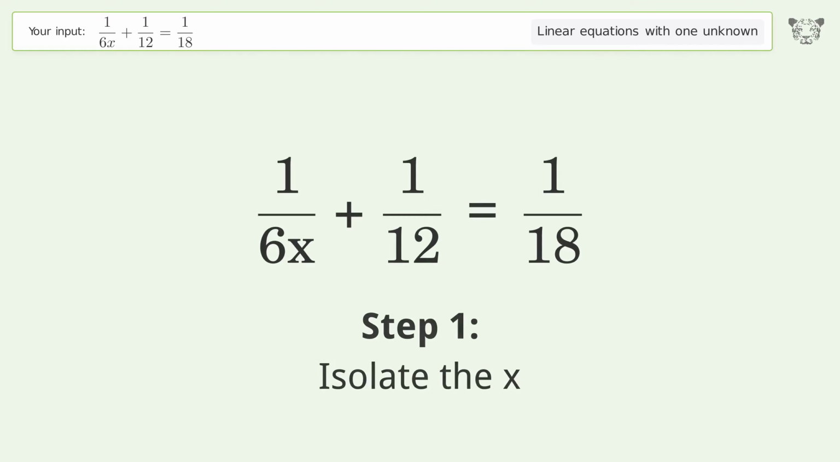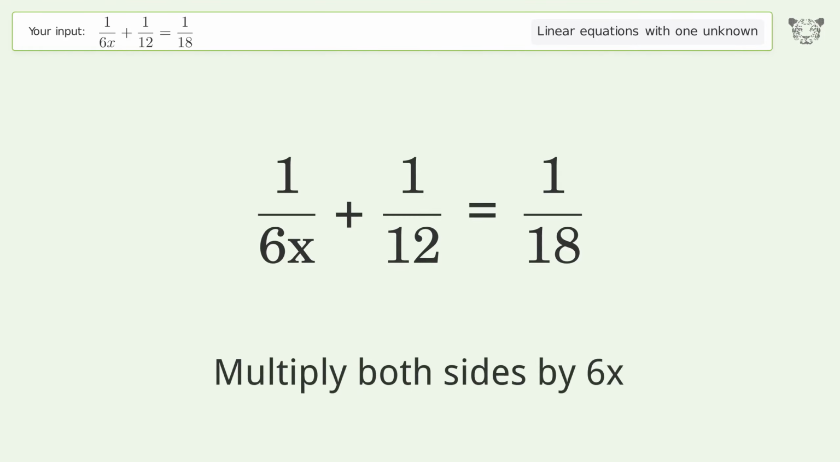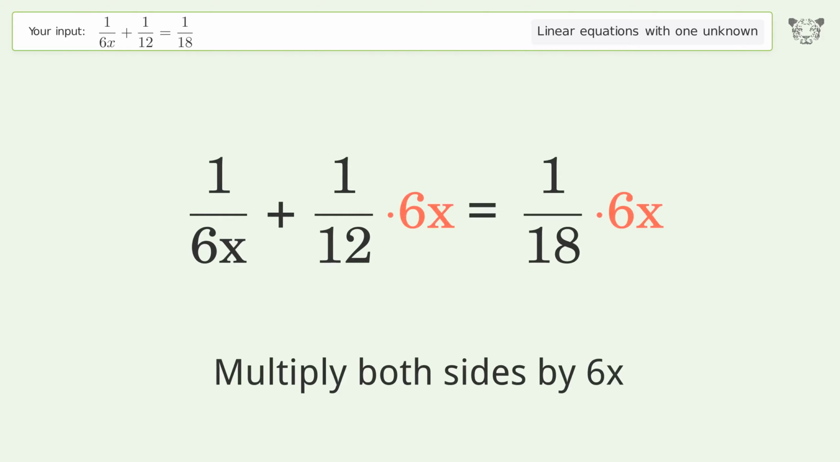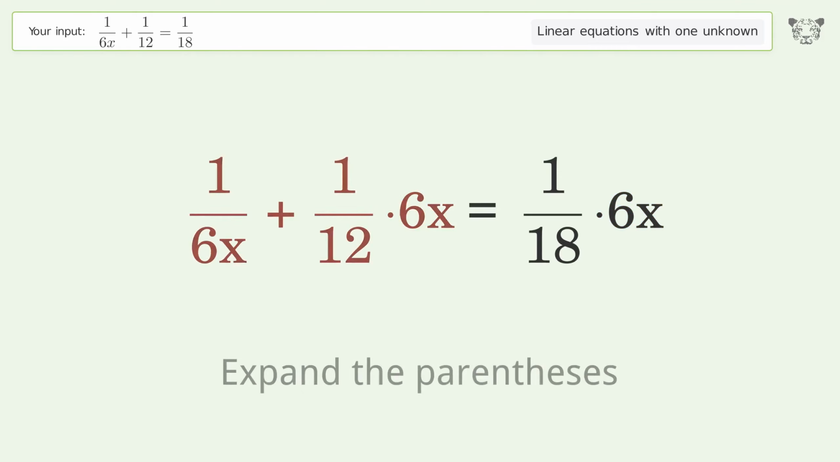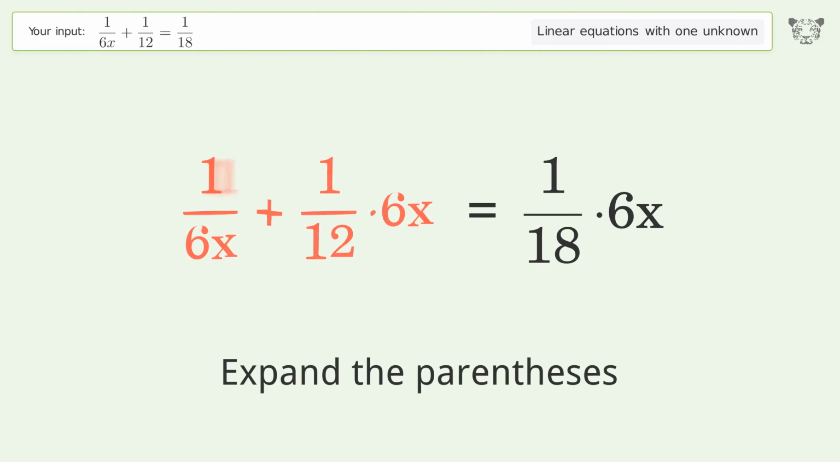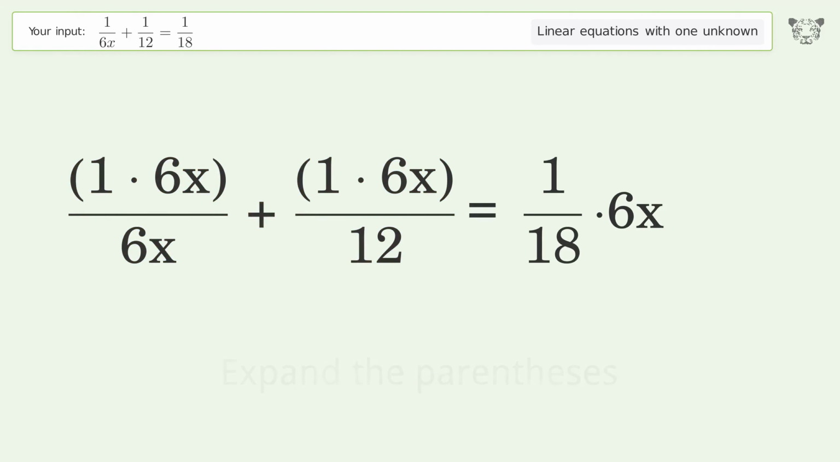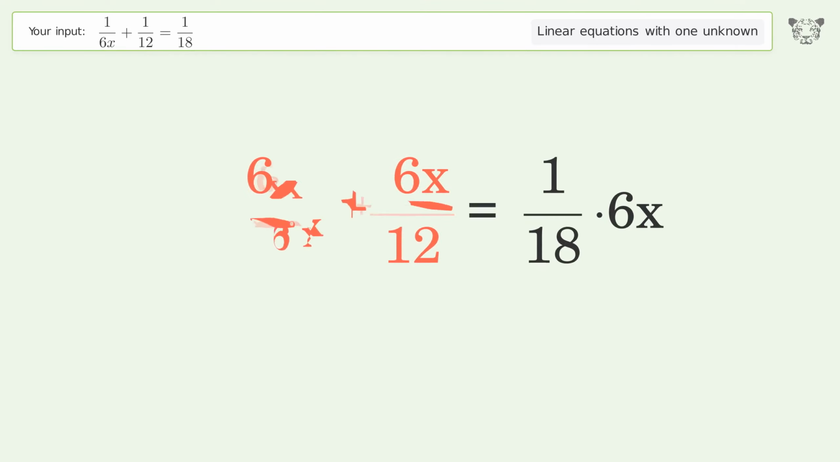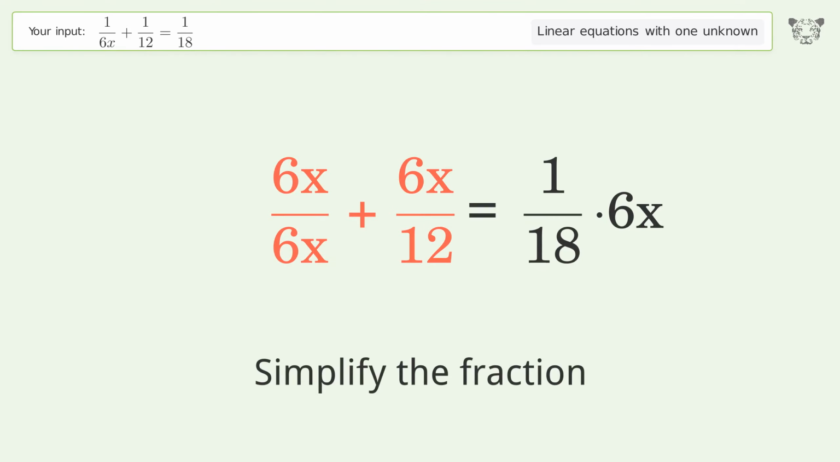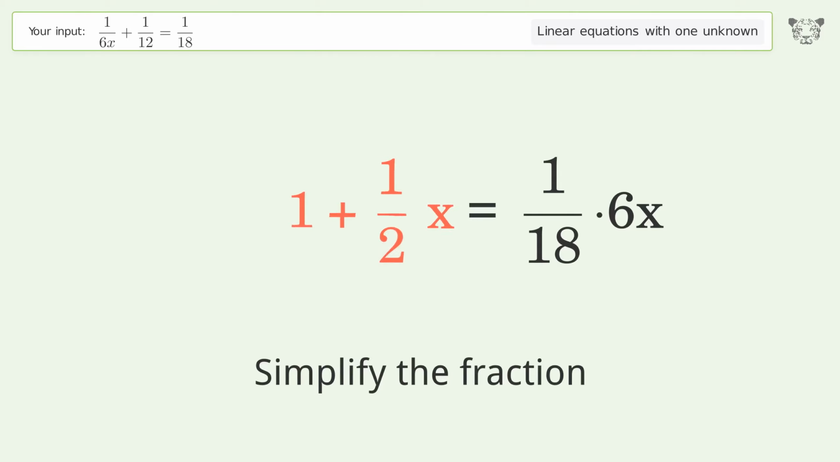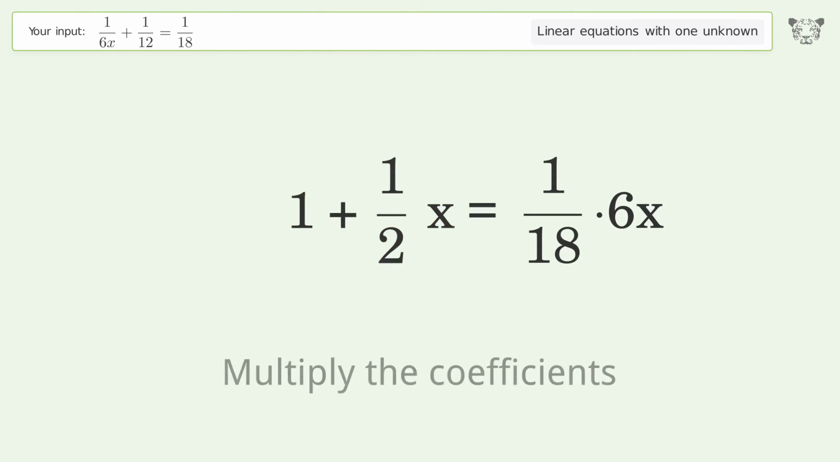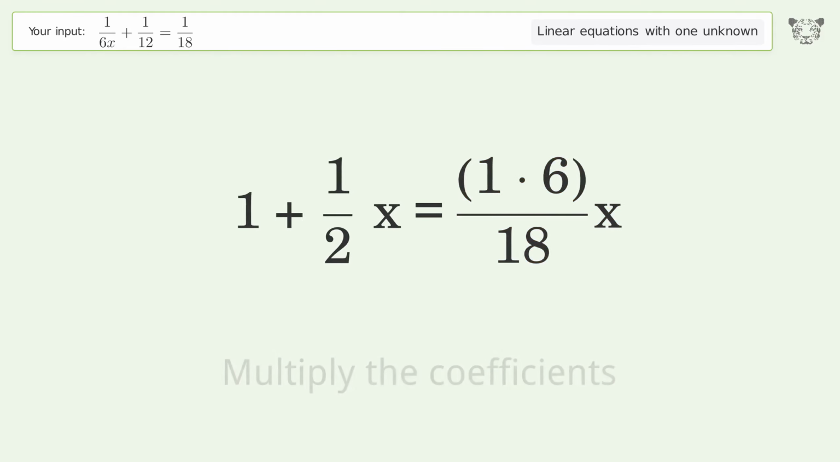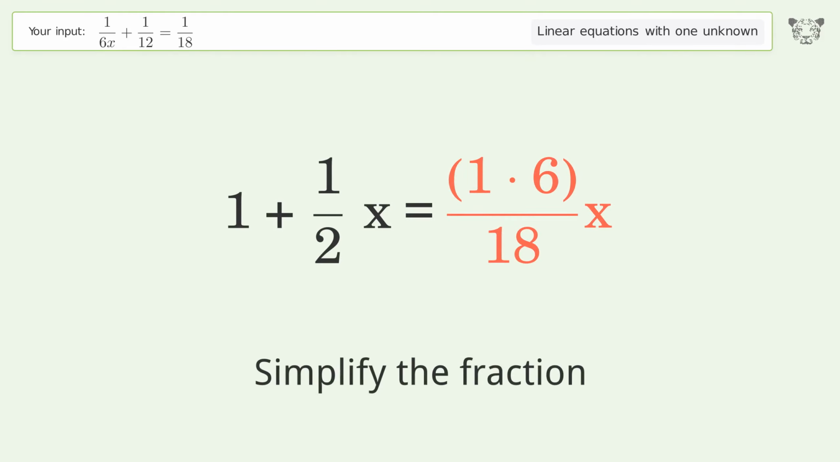Isolate the x. Multiply both sides by 6x. Expand the parentheses. Multiply the coefficients. Simplify the fraction. Multiply the coefficients. Simplify the fraction.